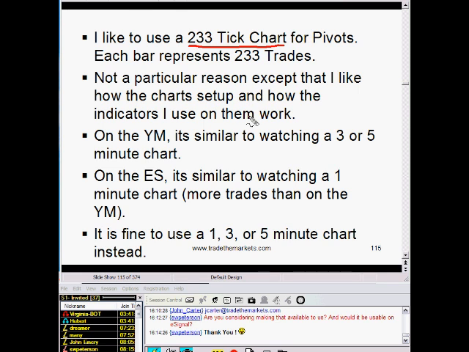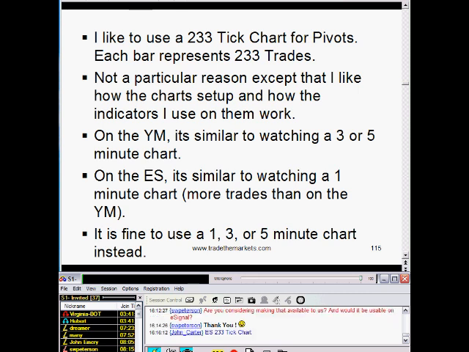So for the ES, we'll use a 233 tick chart. And then for the YM, we'll use either a 144 tick or an 89 tick chart. Again, you'll see these when we do live trading on Monday. You'll see how we set these up.